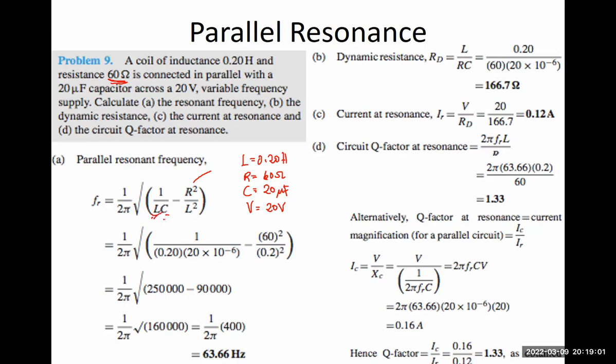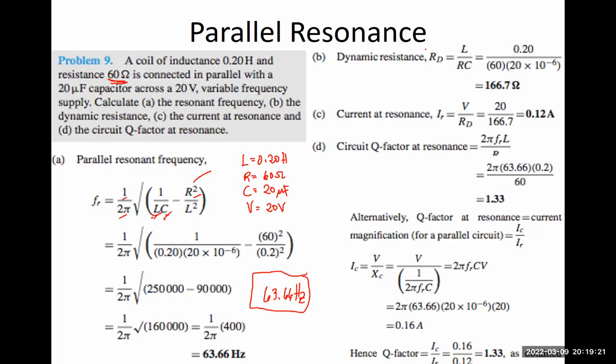So we have L, we have C, we have R. 2 pi is constant, 1 is constant. So therefore, we could now determine the resonant frequency, which is equal to 63.66 Hertz.